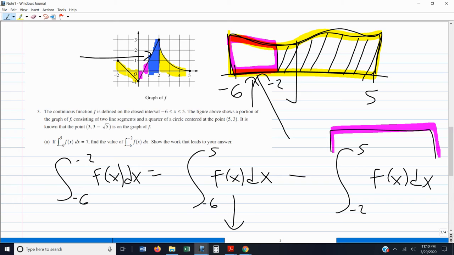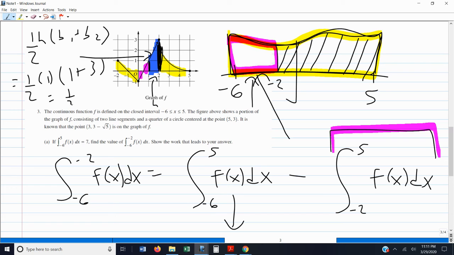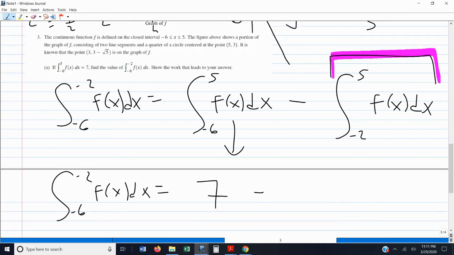For the trapezoid, it's going to be 1/2 the height, times B1 plus B2. Your height is here on the x-axis, so that is a 1, and then your bases are along the y-axis, so that would be 1 and 3. So 1/2 of 4 is 2, and that is your trapezoid area. I'm going to write that down here.